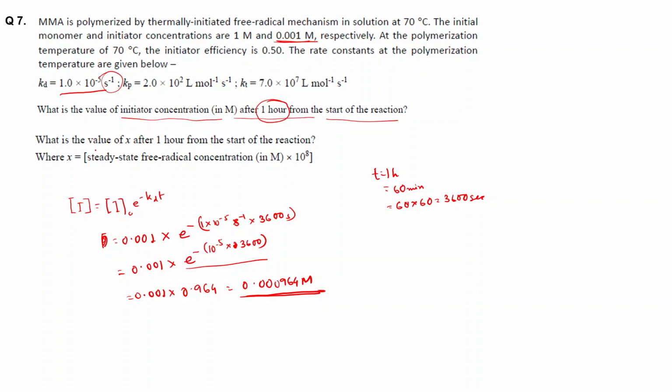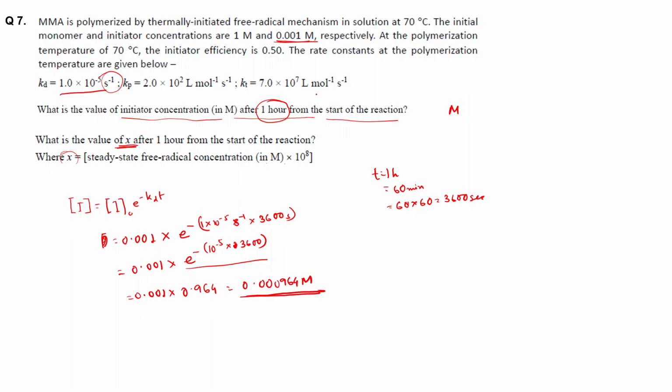Okay, let's go to the next question. You have to calculate the value of x, where x is the steady state free radical concentration in molar into 10 to the power 8. So basically you have to first find the concentration of this radical.